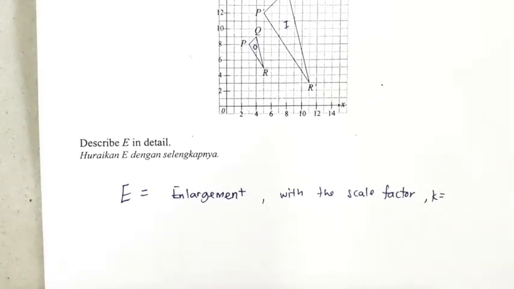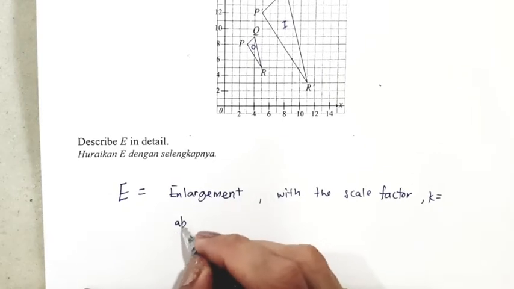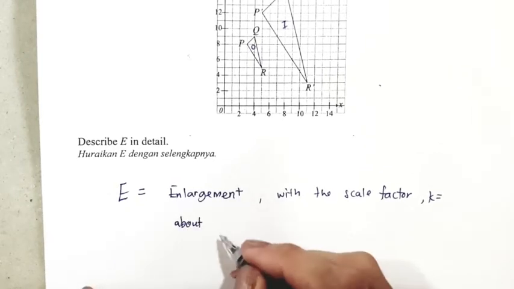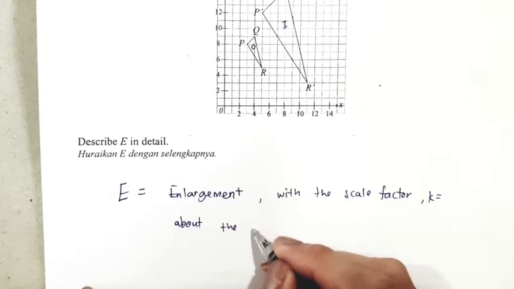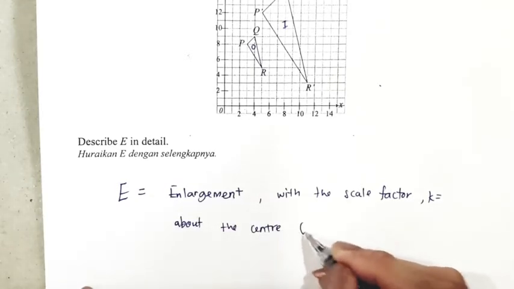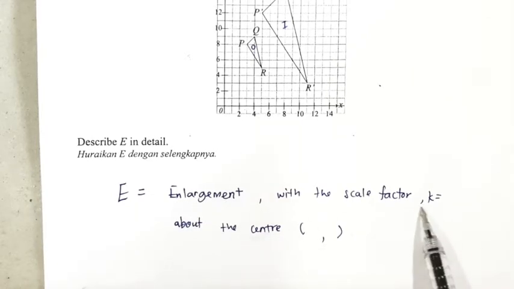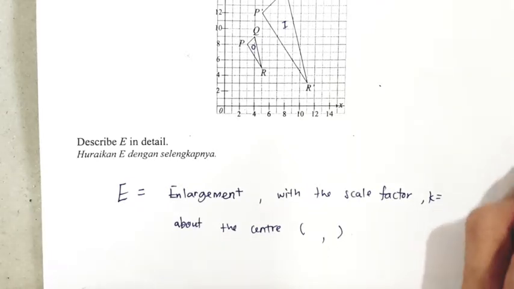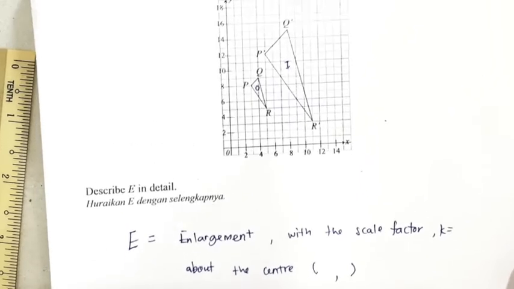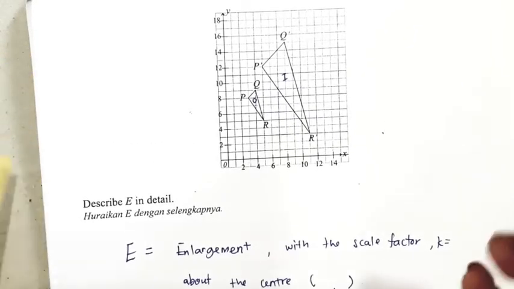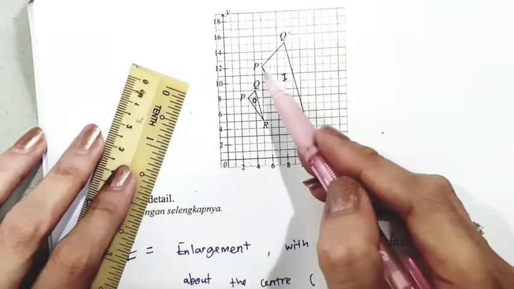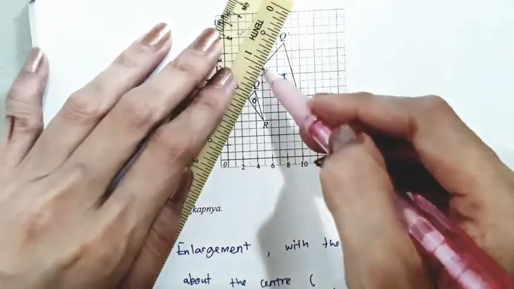How do we find this? We'll find this later, yeah? With the scale factor k equals to what? About. Use the word about the center of enlargement. About the center. What is our center? We have to find out. So 1 point for enlargement, 1 point for our scale factor value, and 1 point about which point. So let's draw first. How do we find the center of enlargement? What we need to do is join the corresponding points. That means you see P prime, you join with P.